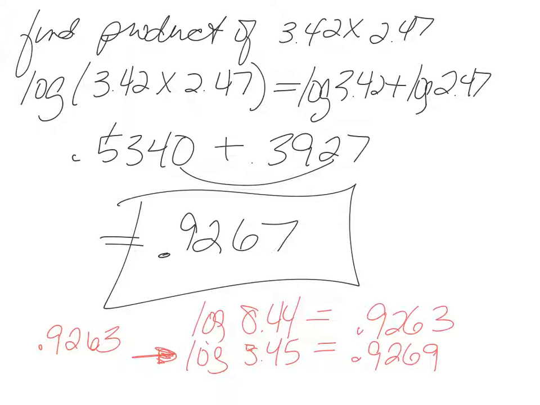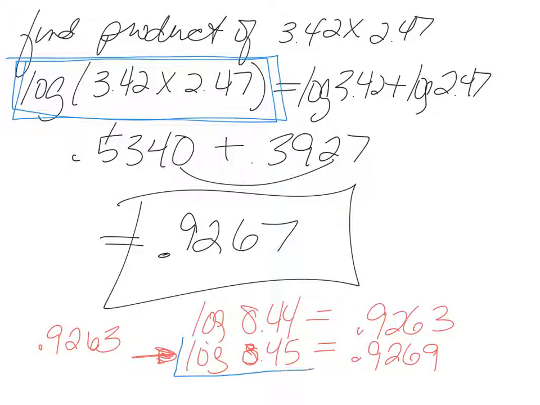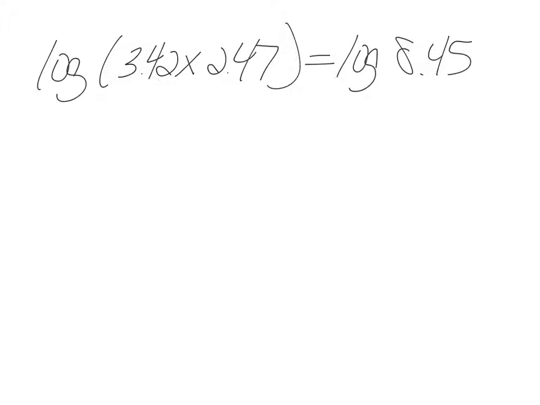So since log of 3.42 times 2.47 equals log of 8.45, what can we conclude about the approximate value for 3.42 times 2.47? Maybe if I write it like this, you'll see. This equals log of 8.45. Okay, we've talked about it a few times. If I've got log on both sides, I can cancel them out. And we know that this equals that. Pretty close, right? It's a good approximation.